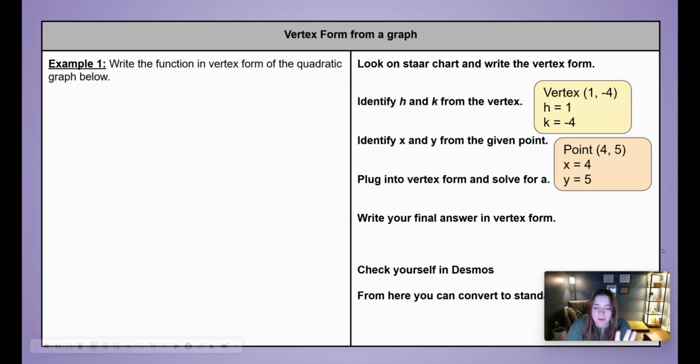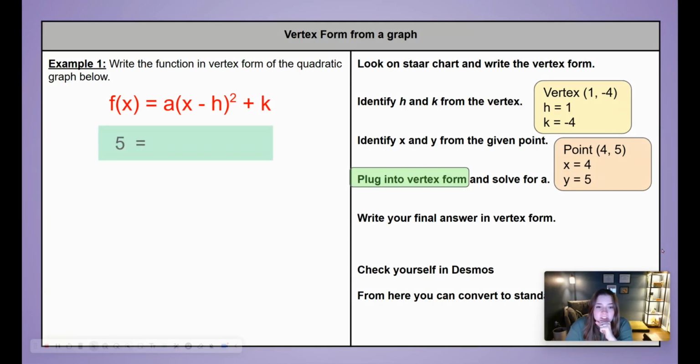As you see, we got rid of the graph here, and we are going to take a look at vertex form, which is A parentheses X minus H squared plus K. So let's start plugging it in. We don't have A yet, right? But we do have our Y, which is our f of X, right? When you see f of X, that really means our Y, and that's 5. So we're going to go ahead and write that down.